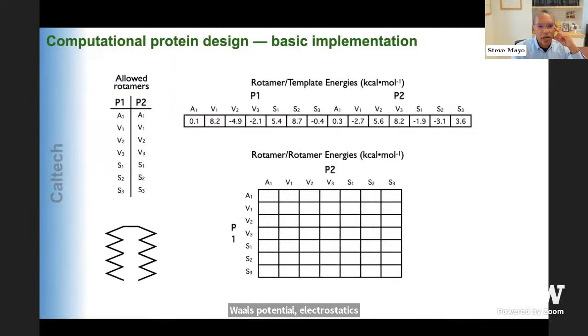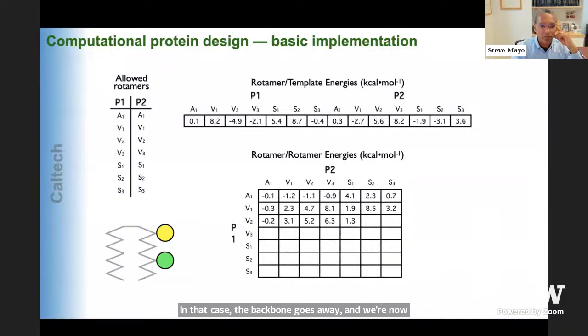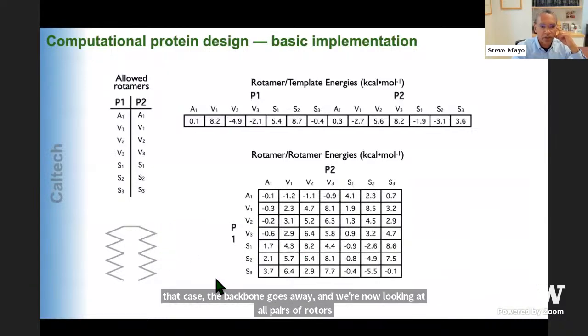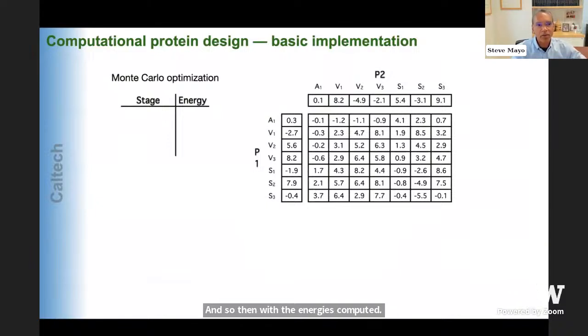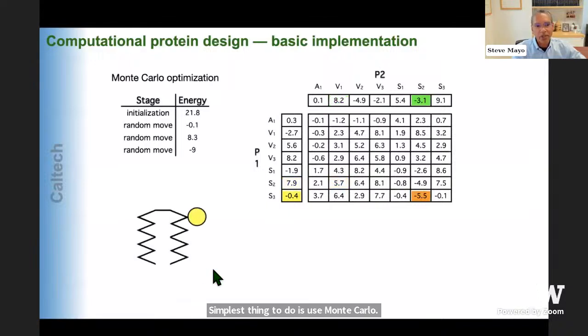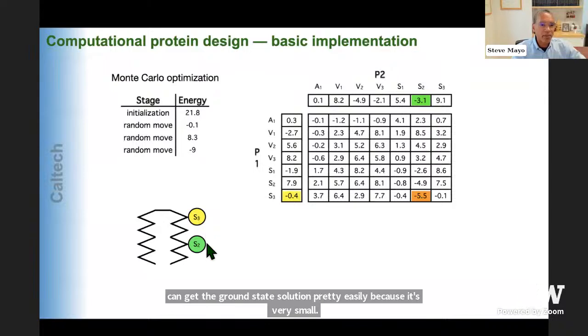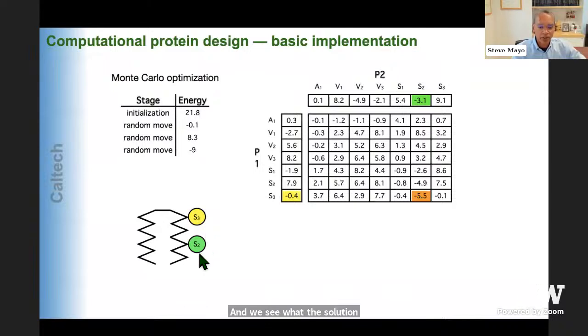Then we move on to the two-body interactions. In that case, the backbone goes away, and we're now looking at all pairs of rotamers to fill out this matrix for two-body interactions. And so then with the energies computed, we have a combinatorial optimization problem that we need to solve. The simplest thing to do is use Monte Carlo. And so in this simple example, we can get the ground state solution pretty easily because it's very small. And we see what the solution is mapped back onto our structure.